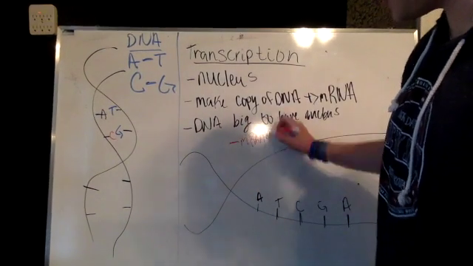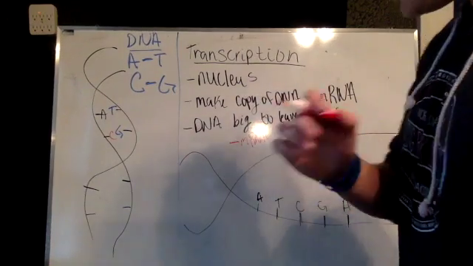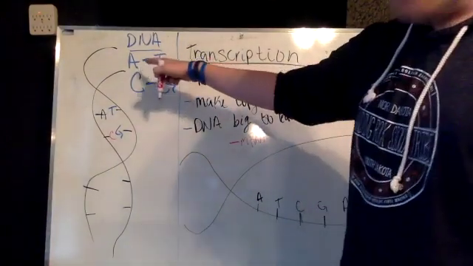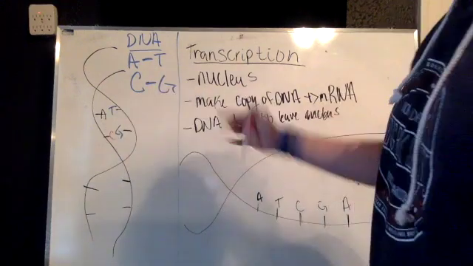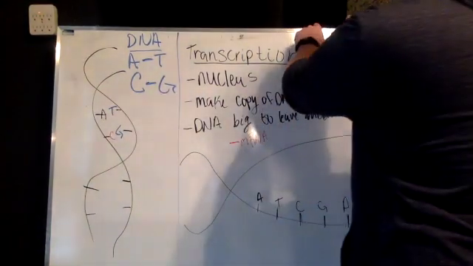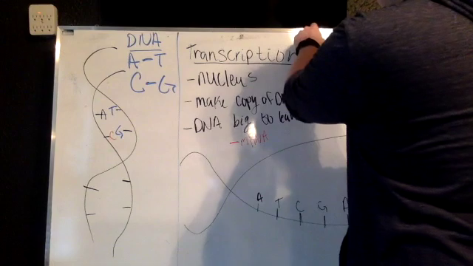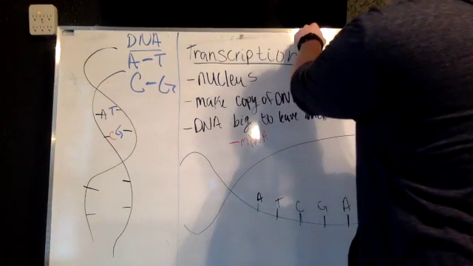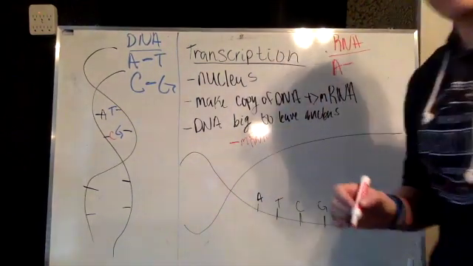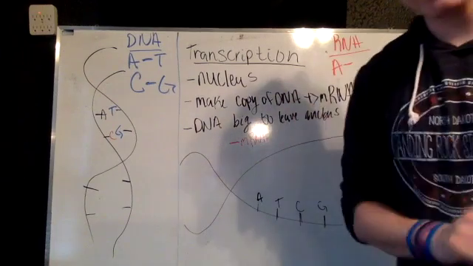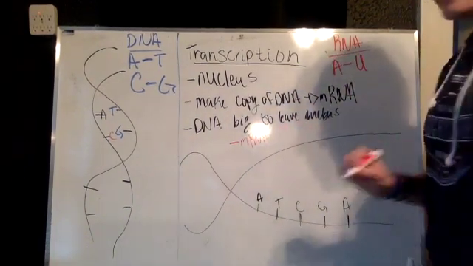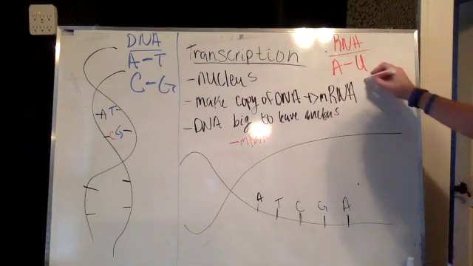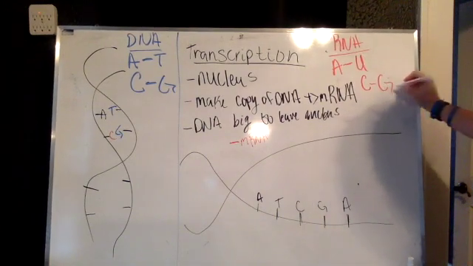Now, RNA is a little bit different than DNA. In DNA, we said A connects with T, C connects with G: adenine, thymine, cytosine, guanine. In RNA, I'm going to write this over here. Any type of RNA, adenine no longer pairs up with thymine. Why? Because RNA does not have thymine. Instead, it has uracil, or U. So A will pair up with U. C and G will still be paired up together.